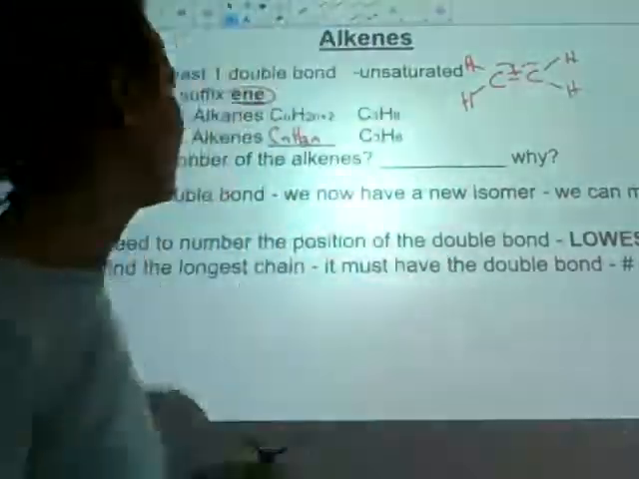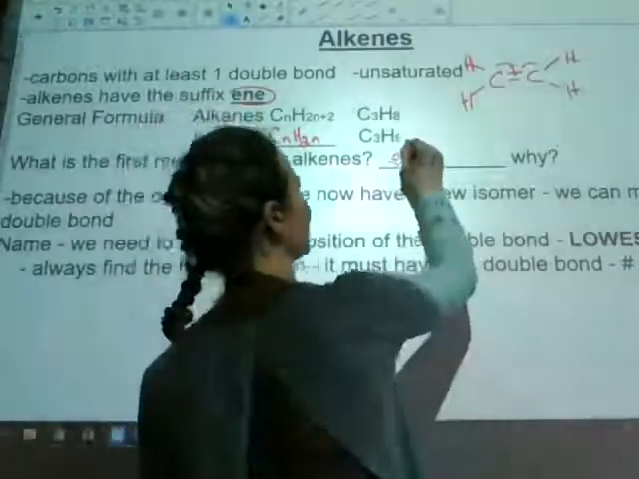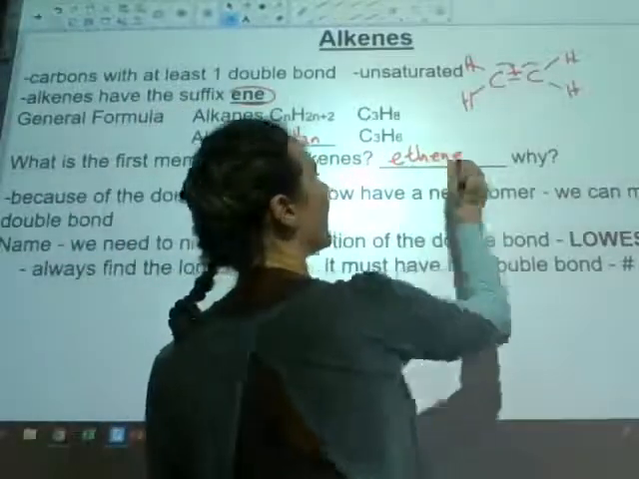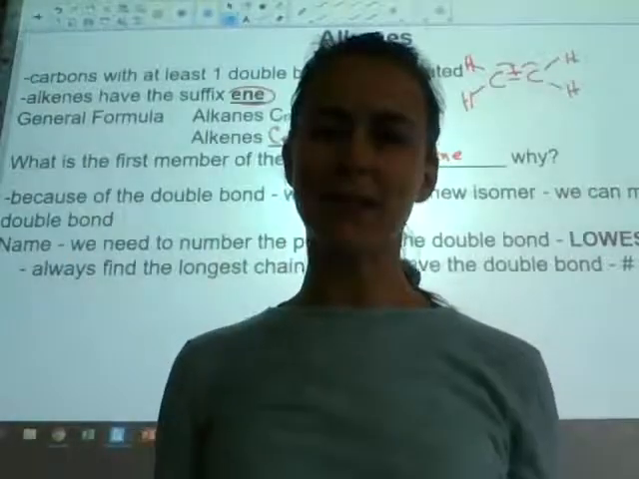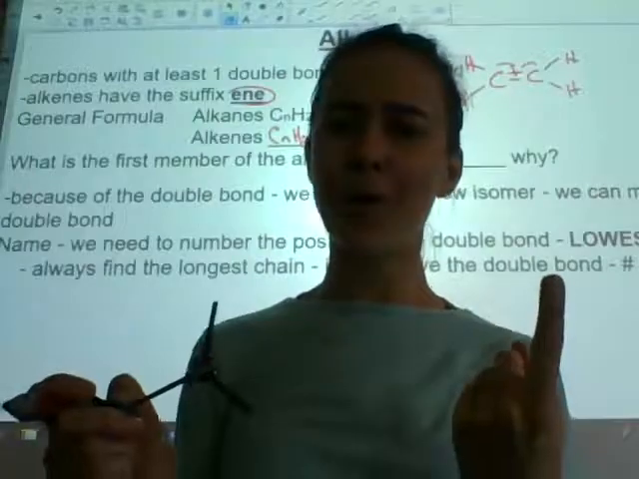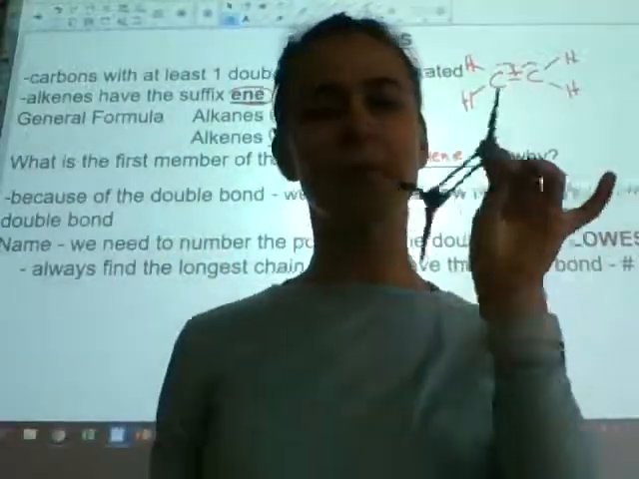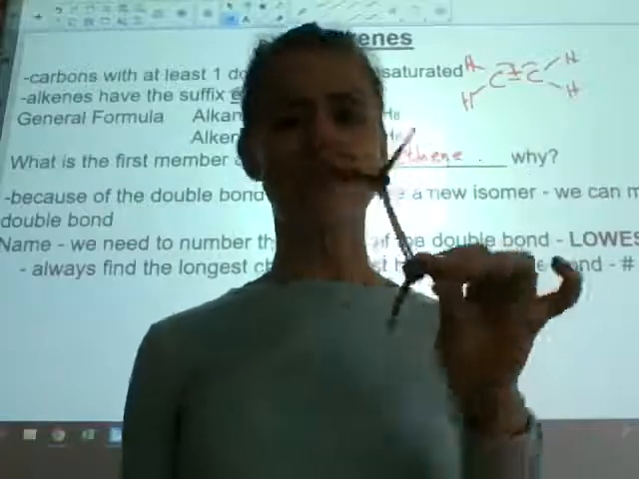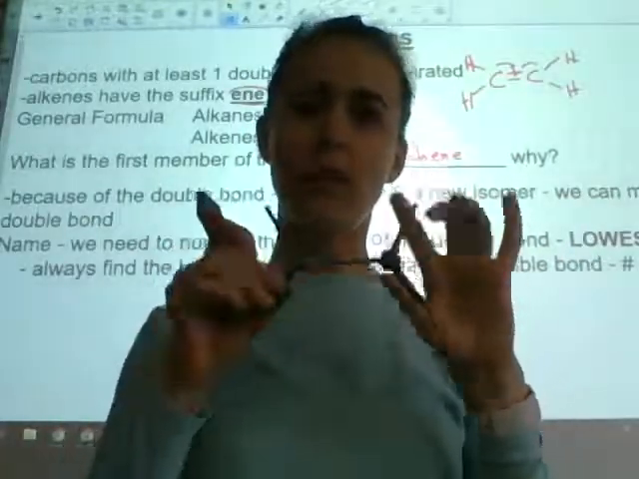Okay, so the first member of the alkene is ethene. And the reason why is because, well, methane can't exist because the double bond has to be from carbon to carbon. So if there's only one carbon, you can't double bond with yourself. So the first member is actually this one, which is ethene, C2H4. So 1, 2, 3, 4 hydrogens.